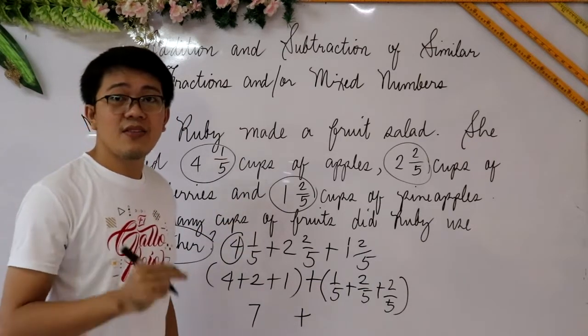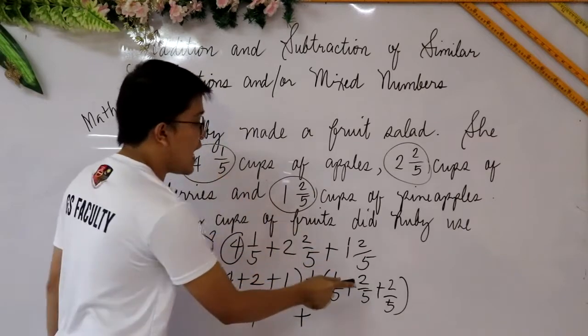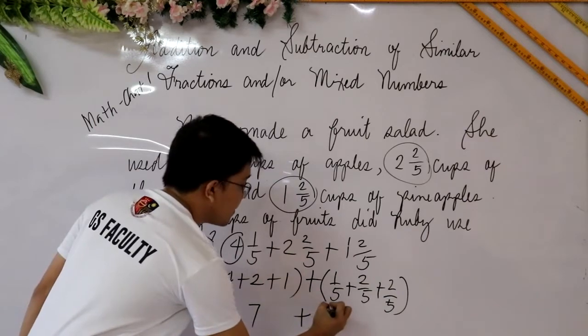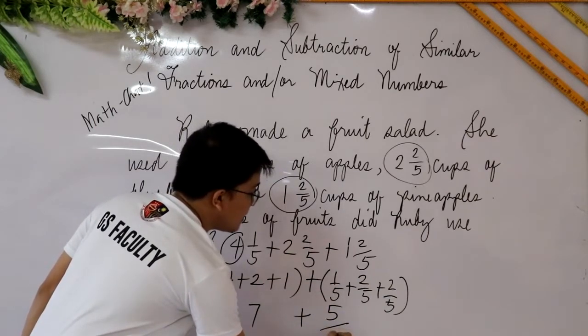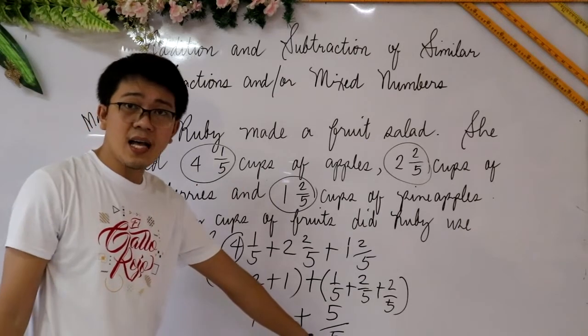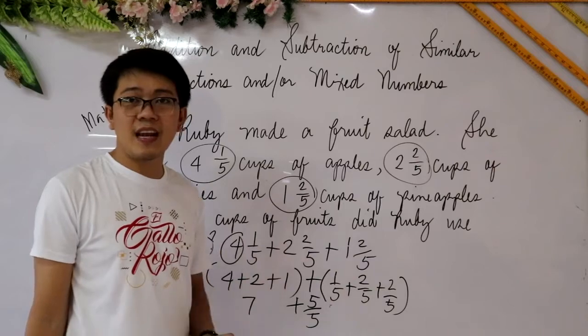Let's add their numerators. 1 plus 2, that's 3. And 3 plus 2 is perfect, it's 5. And copy the common denominator. What do you observe on our answer? Our fraction here has the same numerator and denominator.